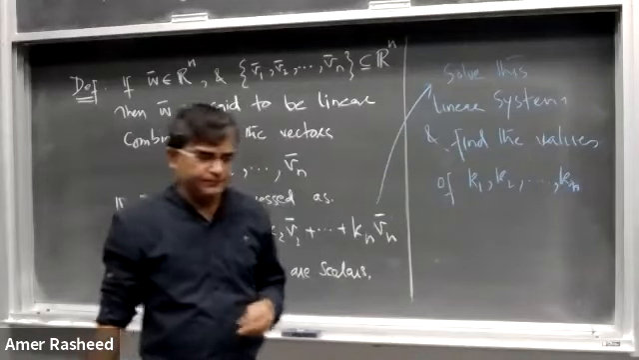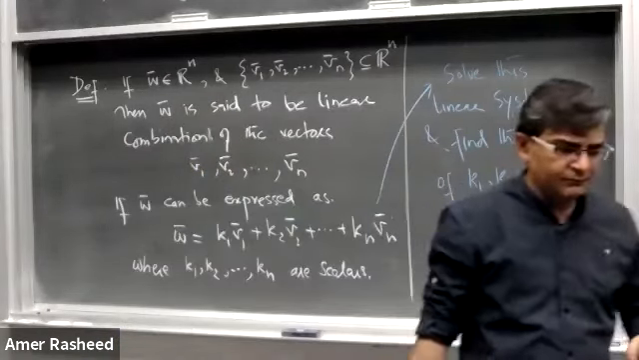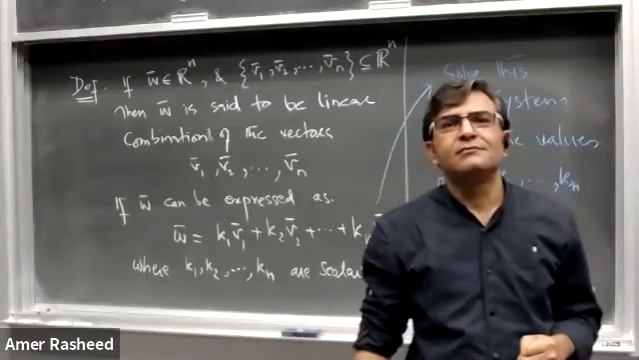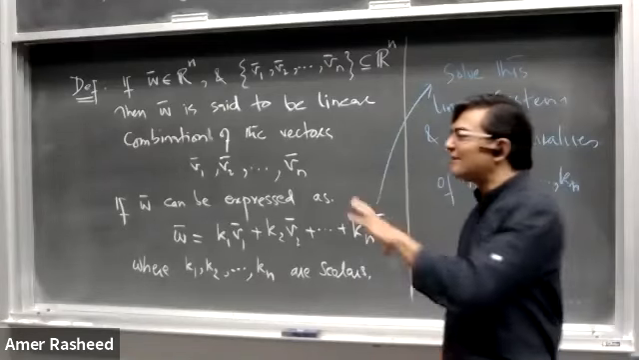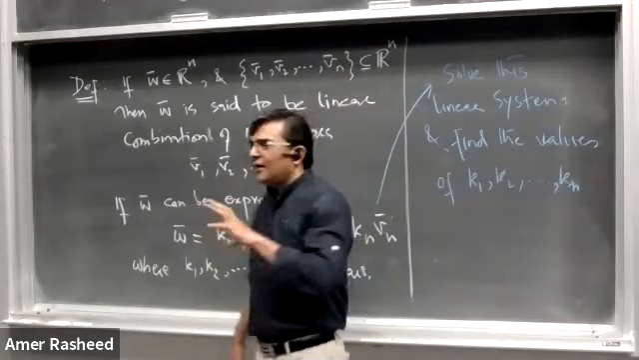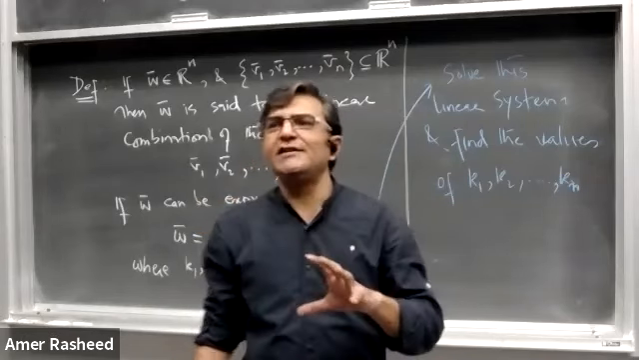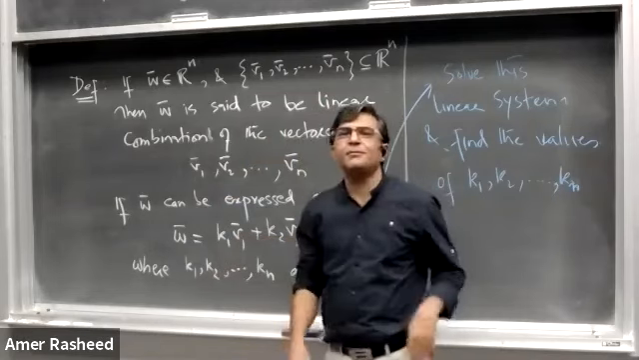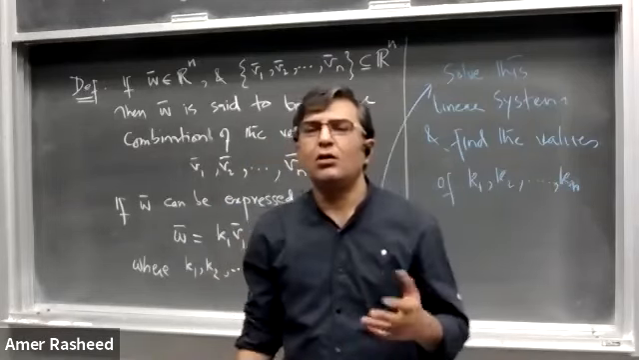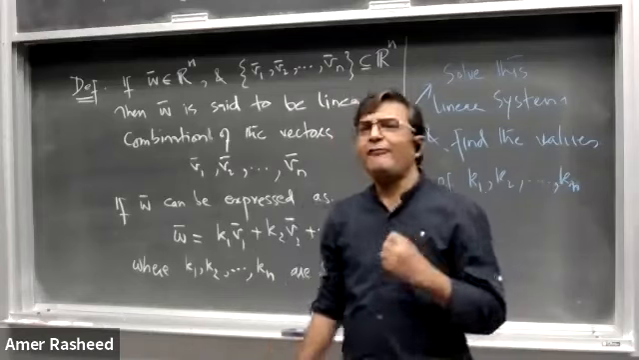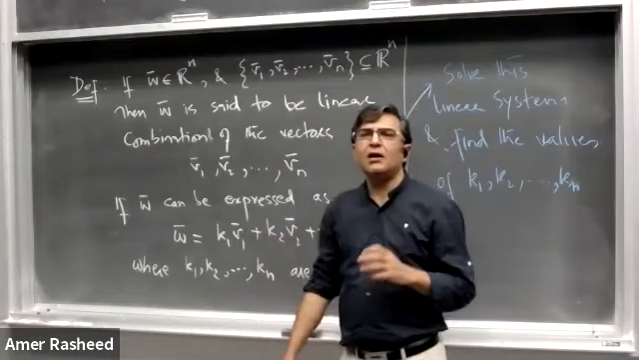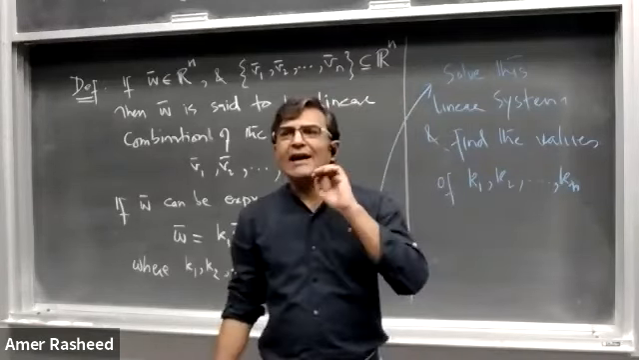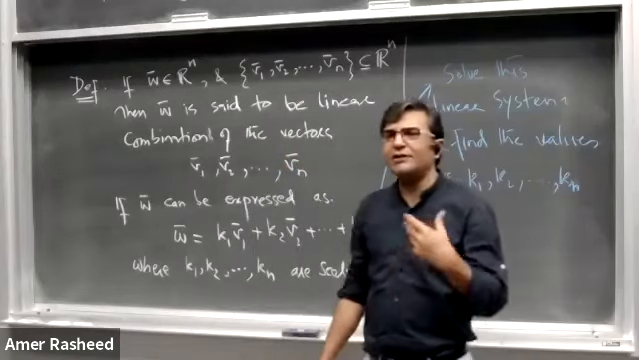What will happen? Then there are several cases. If we have a homogeneous linear system, then this homogeneous linear system can have a trivial solution or a non-trivial solution. If this homogeneous linear system has only a trivial solution, what would be the trivial solution?